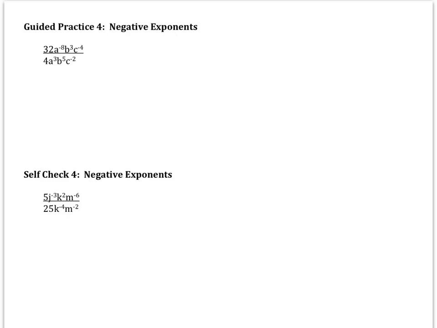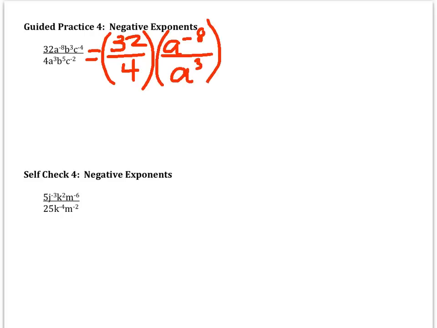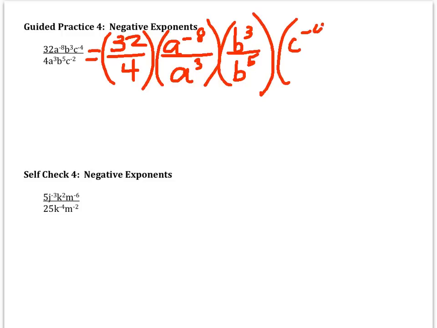Let's look at one together. In guided practice 4, we have 32, a to the negative 8th, b to the 3rd, c to the negative 4th, and 4, a to the 3rd, b to the 5th, c to the negative 2nd. This one's a little bit more difficult than the last one, but we can still break it into pieces, and we have 32 over 4. Those are our coefficients, and we'll go ahead and pull those out. And then we have a to the negative 8th over a to the 3rd, and we have b to the 3rd over b to the 5th, and then we have c to the negative 4th over c to the negative 2nd.